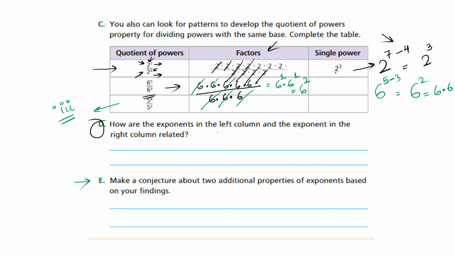Look at the part E. Make a conjecture about two additional properties of exponents based on your findings. Now we know there are two additional properties. One is addition when the two bases are multiplying, and one is subtraction when the two bases are dividing each other. Okay, so how can we write these things? Let's try to make your own example.